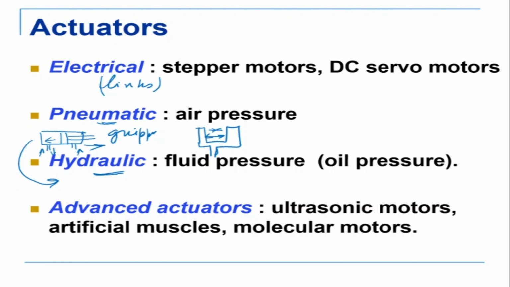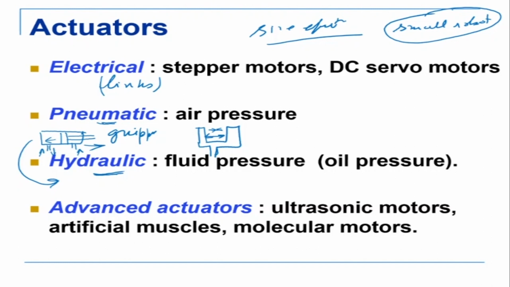The fourth type is what we call advanced actuators. They are basically ultrasonic motors, artificial muscles, molecular motors. Now there is something called the size effect. The size effect means that you can shrink to a particular size but not beyond that. If you want to make a very small robot, how small is small? We can make a very small robot, let's say a 10 millimeter robot, or even smaller than that, say a 2 millimeter robot.